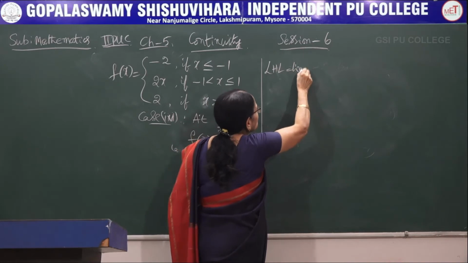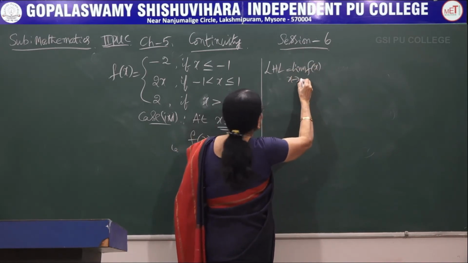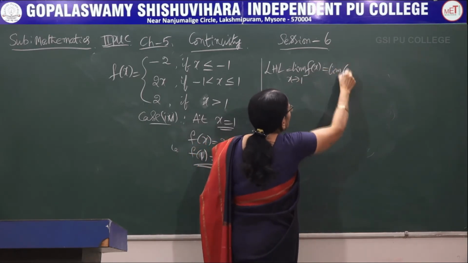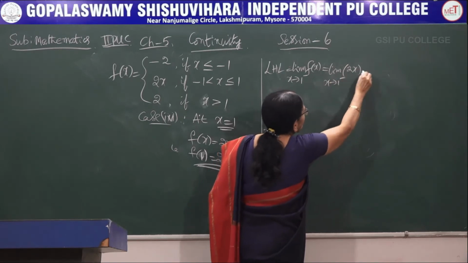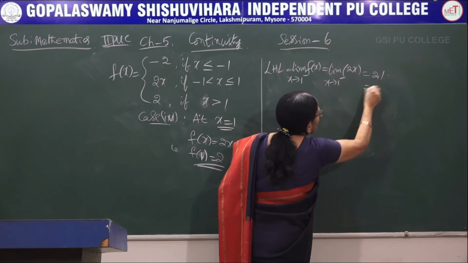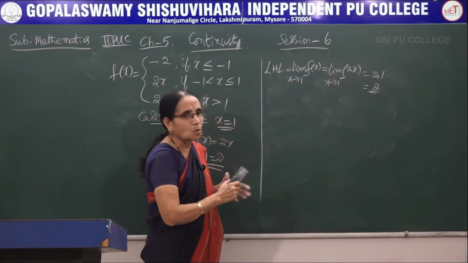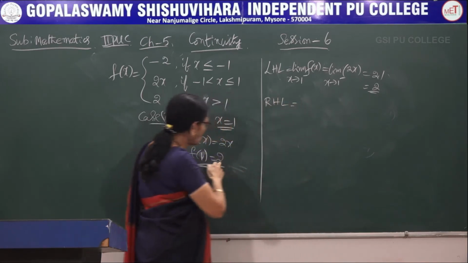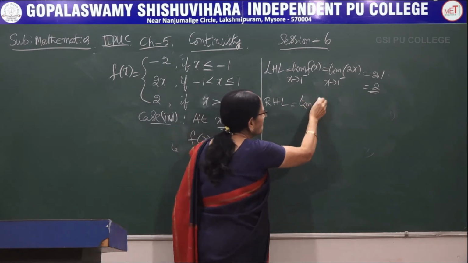Left hand limit is the limit of f(x) as x tends to 1 minus, that is limit of 2x as x tends to 1 minus, 2 into 1, that would be equal to 2. So, we have the left hand limit equal to 2. Come to the right hand limit. See, this was also 2. So, we have to get the right hand limit.